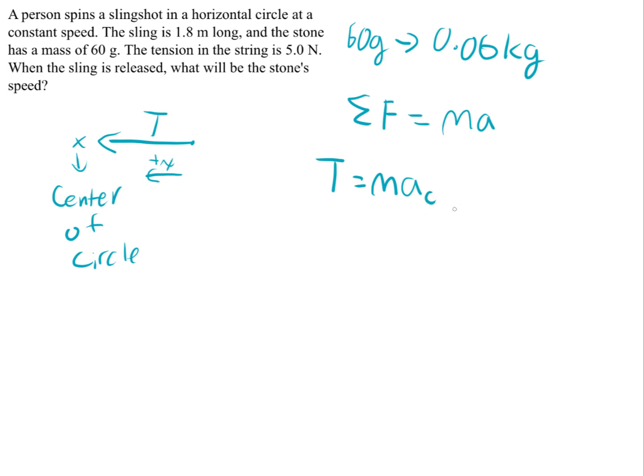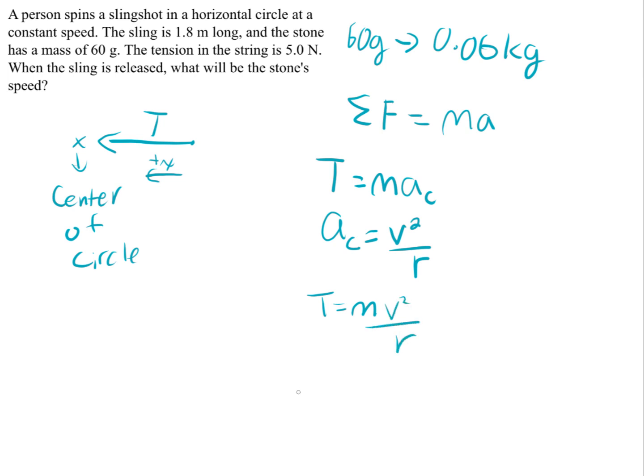This is the centripetal acceleration, or the radial acceleration. And this is what keeps the stone in orbit, or in this circular motion. Without it, the stone will just fly off in a line tangent to the point it was released. We also know that the centripetal acceleration is equal to v squared over r, where r is the radius and v is the linear velocity. So now we can plug that in to say that the tension is equal to mv squared over r.